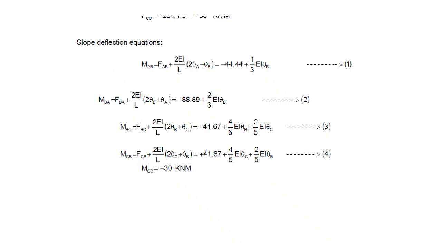C is the near end and B is the far end. So you substitute all the L values and simplify, and you can get equation 4. MCD is very easy, you just multiply. We got the final moment MCD, so minus 30 kilonewton meter. There is no fixed moment, we got the moment load, the final moment.